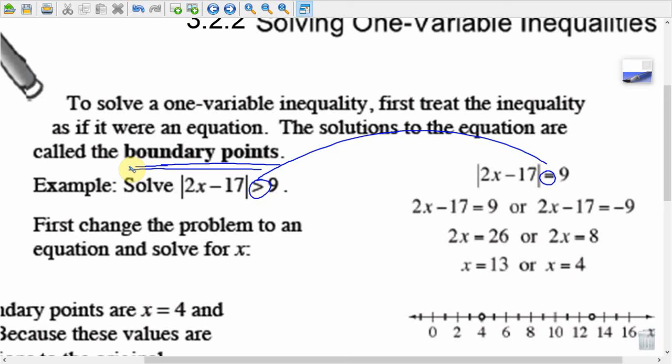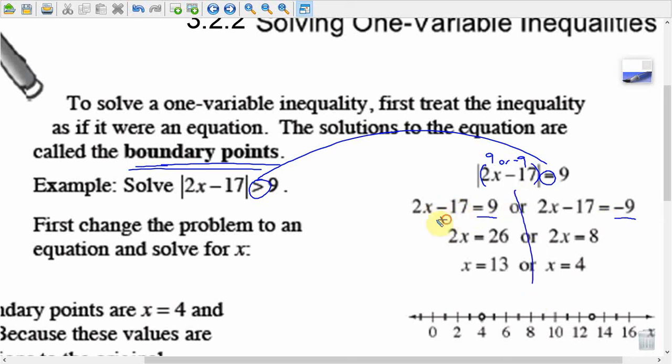So we know that if the absolute value is equal to 9, then the bit inside the absolute value sign could either be 9 or negative 9, because the absolute value of negative 9 would be 9, and the absolute value of positive 9 would also be 9. So to evaluate it, we're going to set it equal to both positive 9 and negative 9. So here's positive 9, here's negative 9. These are two separate problems.